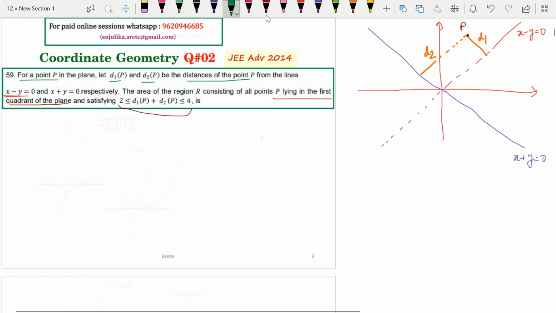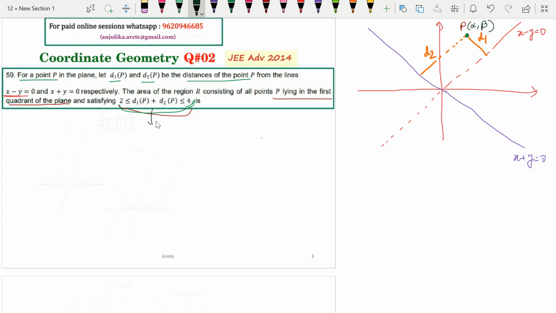Now, did you understand that? They're just saying that all the points P, they are looking for regions where such points P lie. So P is a variable point, not just one point. It can lie anywhere here. I want to find the area of that region which satisfies this condition. Got it? So what do we do? Just assume one arbitrary coordinate. You can also assume x, y. Let me assume alpha, beta just to distinguish it. This point is this.